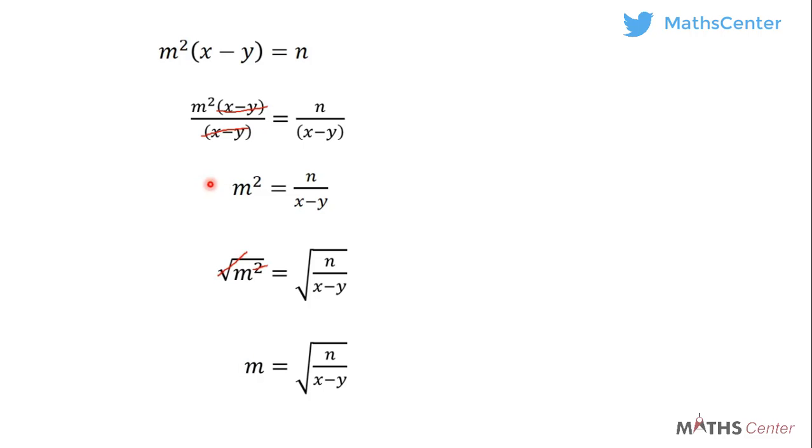When we got here, you can't stop here because when you leave it like this, you have made m squared the subject of the equation. The question said we should make m the subject of the equation. So when you get something like this, what you do is that you take square root of both sides such that m can be the subject of the equation.